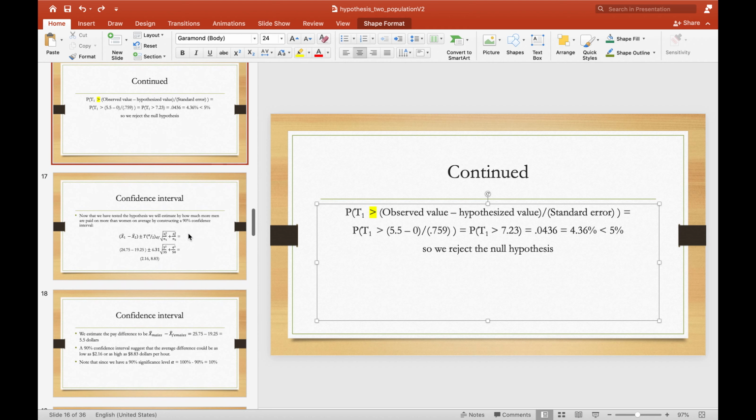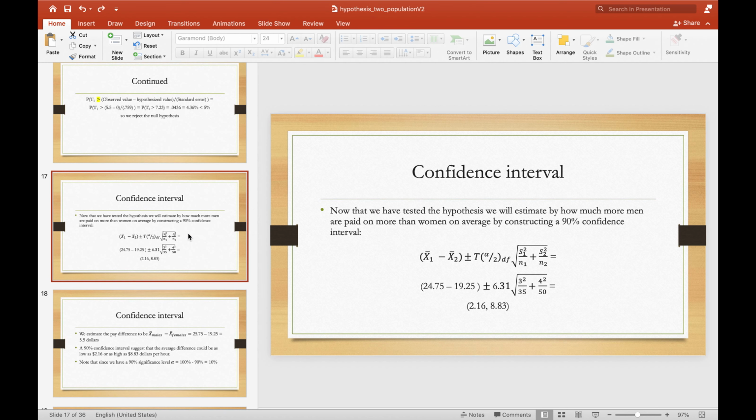Now I could also calculate a confidence interval for the difference in starting salary. And the confidence interval has this form, the observed difference in means. So that'll be this, that'll be 5.5, plus or minus the standard error. So this is part of the standard error, and the other part comes from the t-distribution. So let me show you how to calculate this.